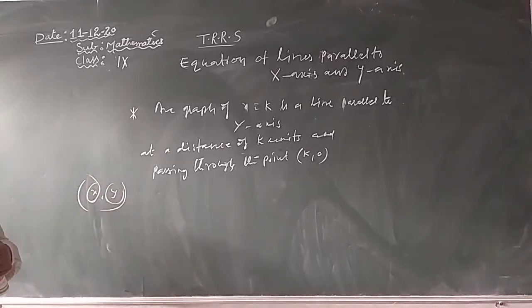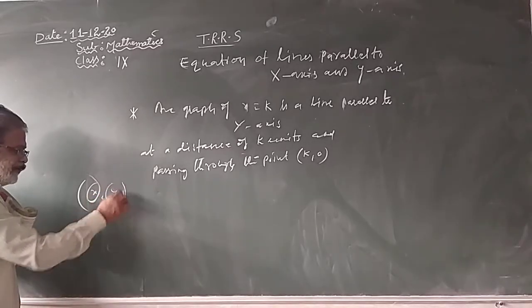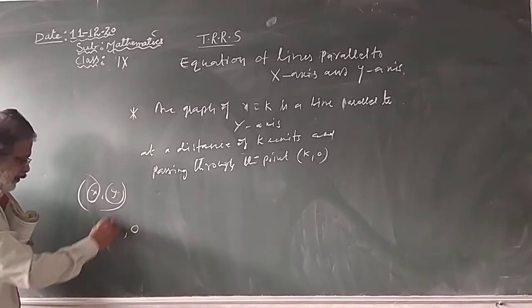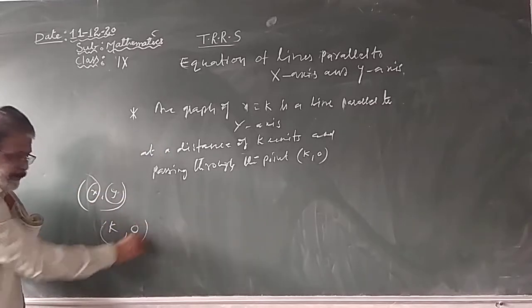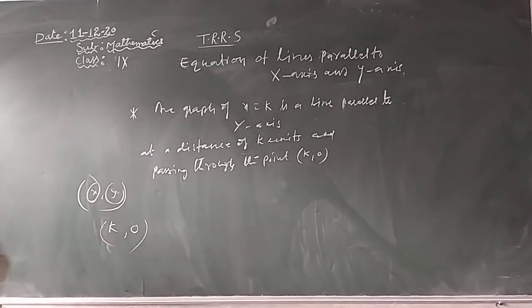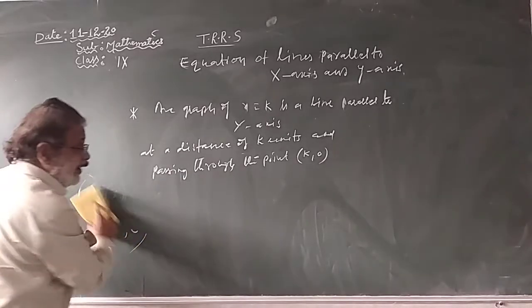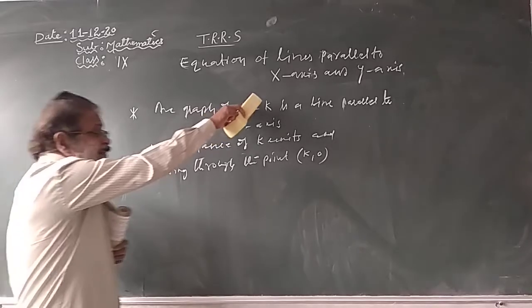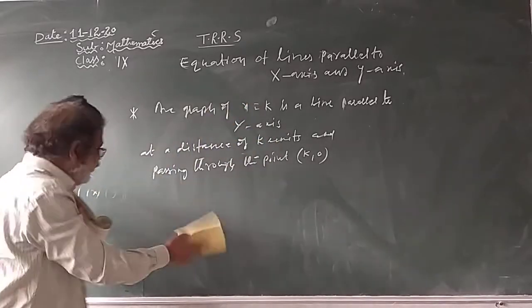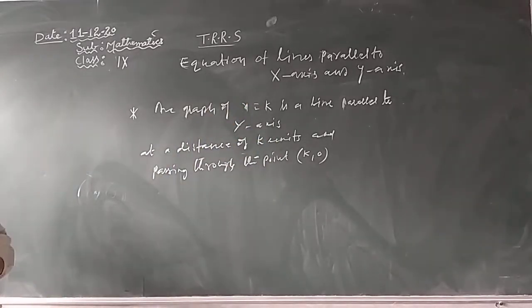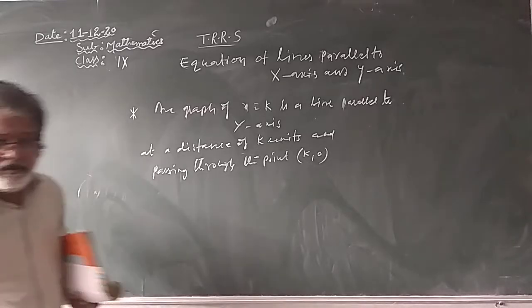So x equal to k is parallel to the y-axis. When parallel to the y-axis, the second coordinate will be 0. The first coordinate will be what? x equal to what? k, 0. Like this, you remember. So the graph of x equal to k, it is involved in x, it is parallel to y. If it is involved in y, it is parallel to the x-axis. That you remember.